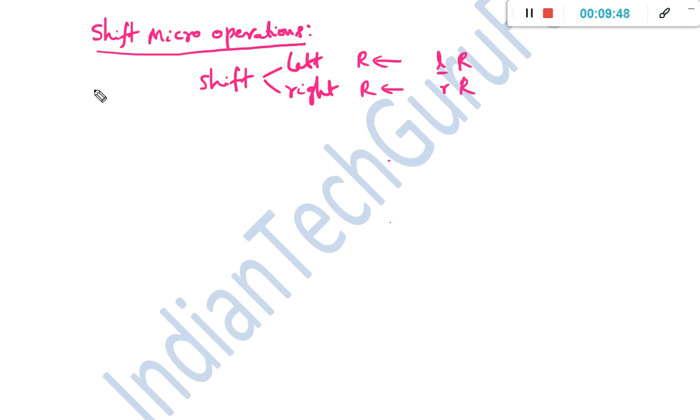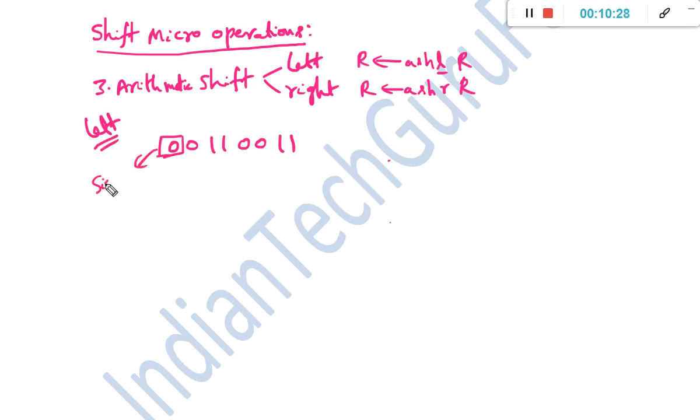As far as the arithmetic shift operations are concerned, again we have the arithmetic left shift operation and the arithmetic right shift operation, ASHL and ASHR. So first let us consider the left shift operation. Let me take the same example, 0 0 1 1 0 0 1 1. Because we are considering the arithmetic shift operations, we need to consider the most significant bit as the sign bit.